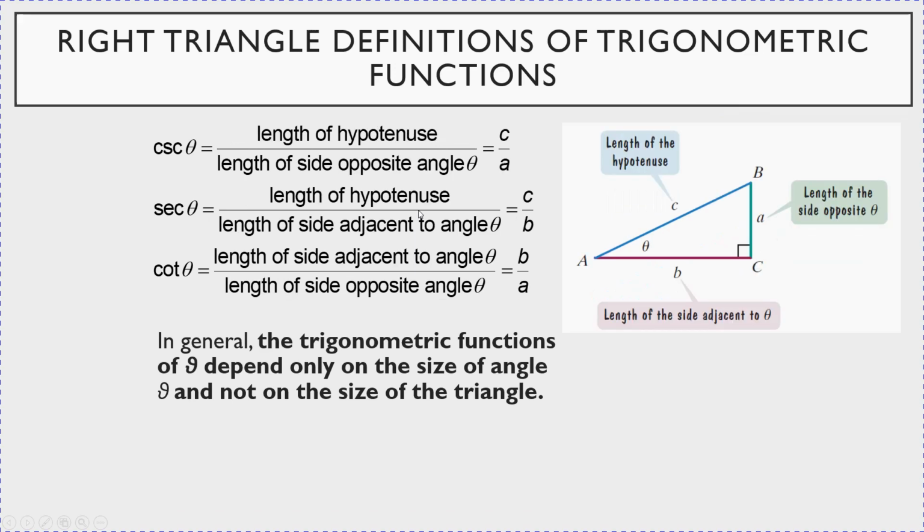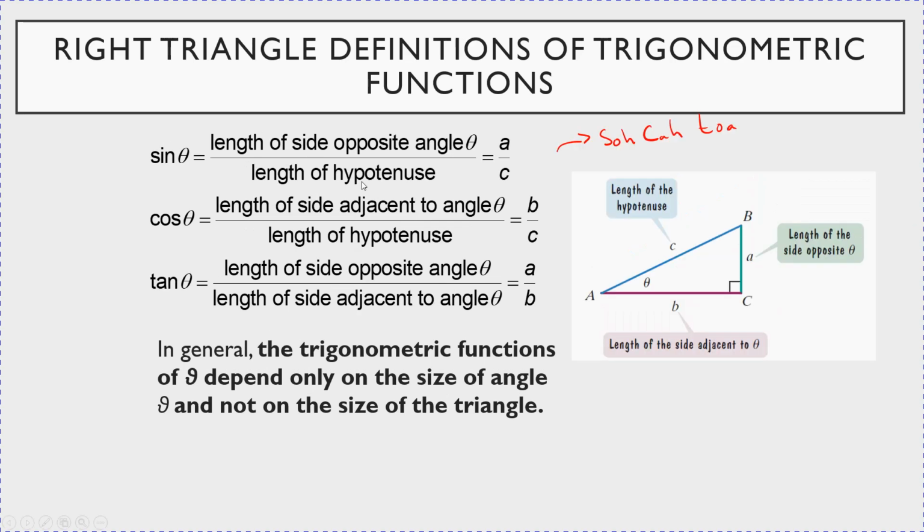Okay, so then we have the other ones. So we have cosecant, which is the length of the hypotenuse divided by the length of the side opposite angle theta, which is c over a. Okay, another way to think about this, c over a, it's the reciprocal. Notice it's the reciprocal of sine.